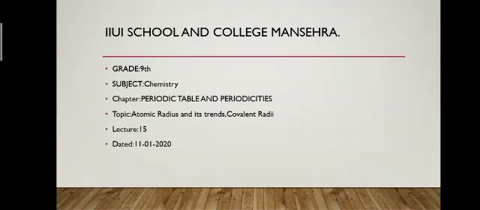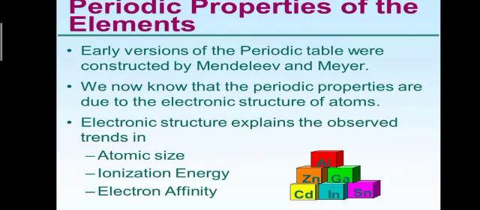Today this is the 15th lecture of grade 9. The chapter name is Periodic Table and Periodicities and the topic name is Atomic Radius, its trends and the Covalent Radii.